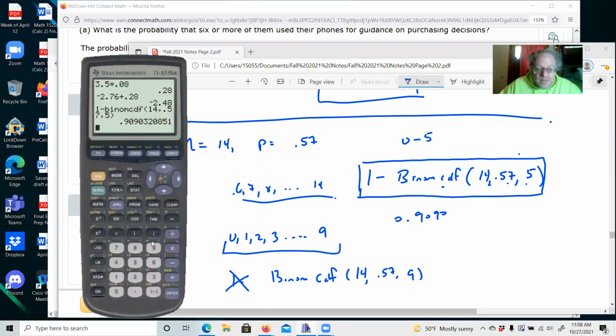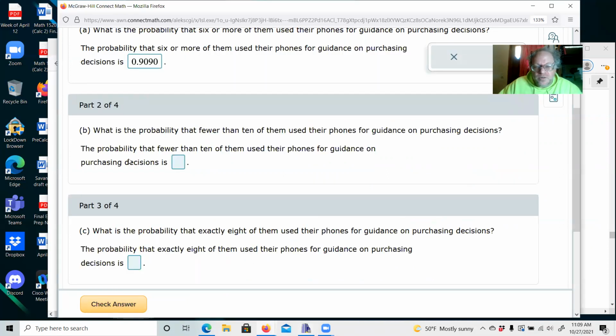Okay, so we're going to say distribution, so second function distribution. We're going to go down to binomial CDF. Okay, and then we're going to say 14, comma, 0.57, comma, up to 9. Okay, 10 or fewer. Was it 10 or fewer? Or is it fewer than 10? What do they say? English is always the problem. Fewer than 10. 10 is not included.